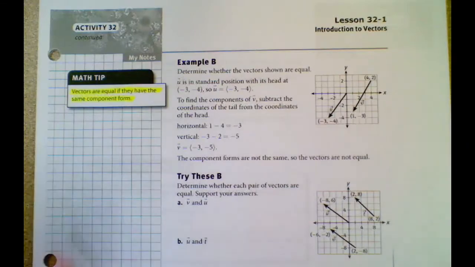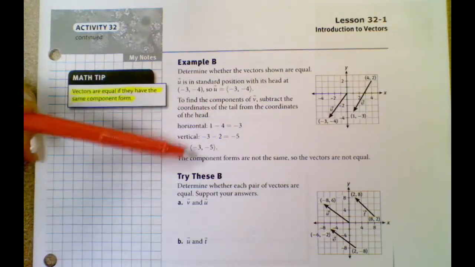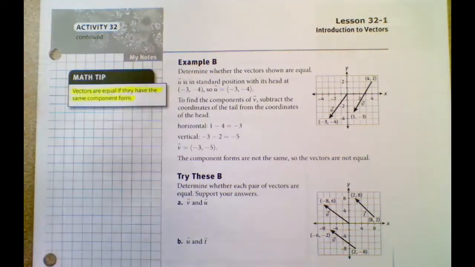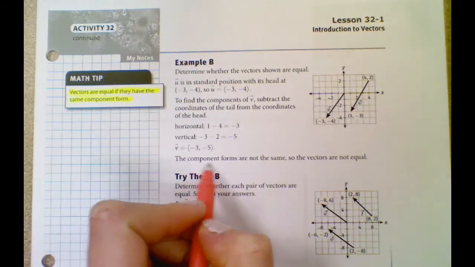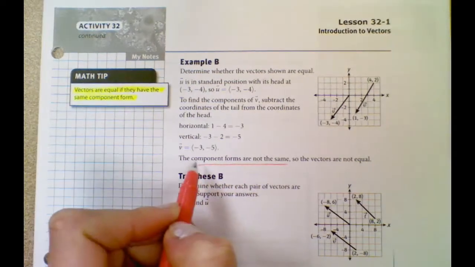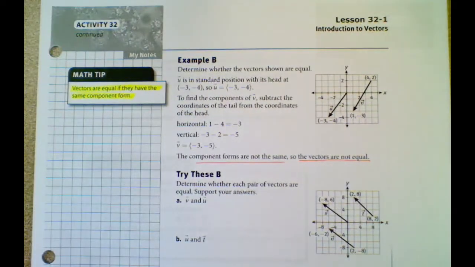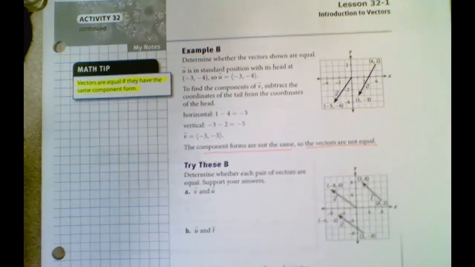Okay? So these are not the same. Even though the a values are the same, the b values are not. So because the component forms are not the same, the vectors are not equal, okay? They have to be the same in order to be equal. So let's try a couple problems.